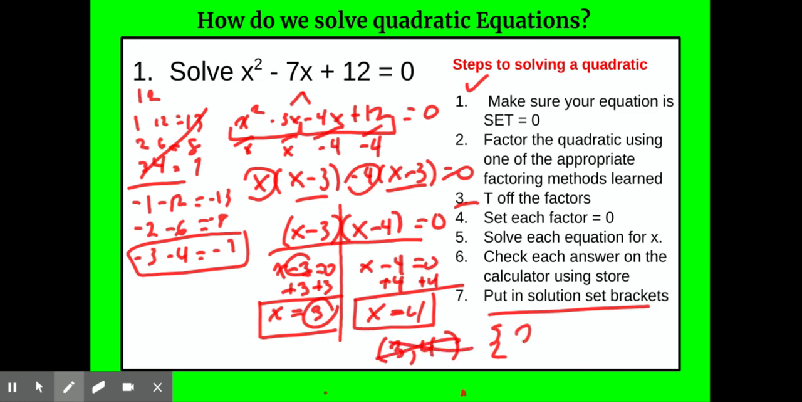So we put them in solution set brackets, and I'm going to put squiggly 3, comma, squiggly 4. It doesn't matter the order, but it's important to remember that you have to put them in brackets and not parentheses. Another thing to recognize, these are called our zeros. Eventually, we're also going to get into something called our roots and our solutions. So those are the 3 different names we call the answers to a quadratic.